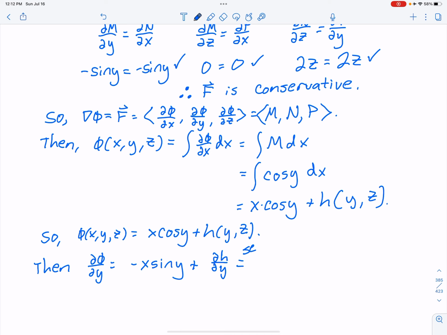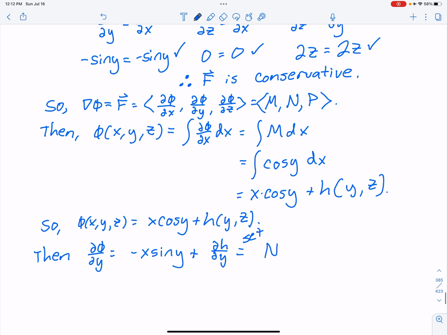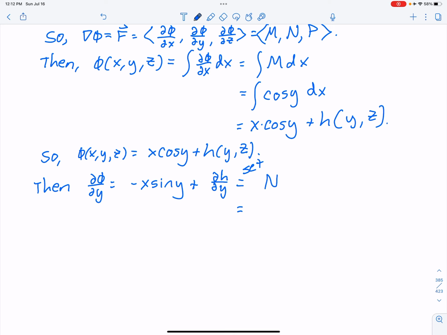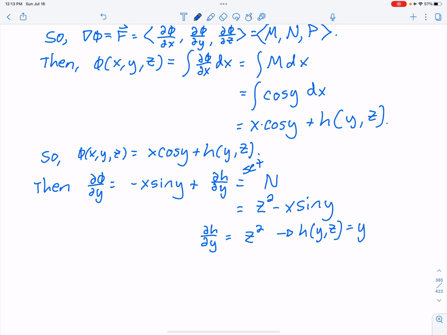And we know that is going to be the same thing as N. We replace now with N. N was z squared. Yes, z squared minus x sine y. You see the x sine y's go away. So we have the partial with respect to y of h equal to z squared. I'm taking my integral to get h of y, z with respect to y, because the partial is with respect to y. So I'm just going to get y z squared plus g of z. If you need to set up that integral, please do.